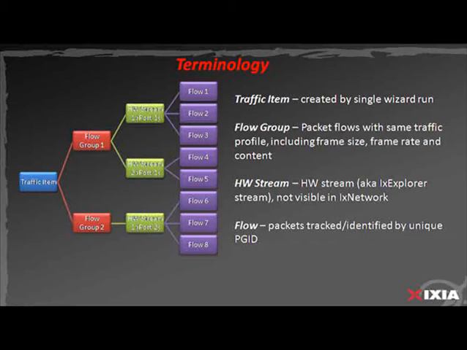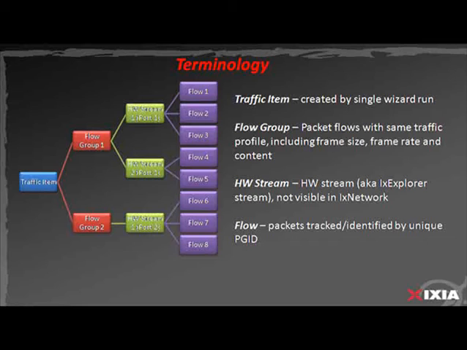One level down from the traffic items are the flow groups. Each traffic item consists of one or more flow groups. Each flow group represents packet flows with the same traffic profile, including the same frame size, frame rate, and packet content. The content based on which flow groups are packed or set up together is user defined. We will cover this in more detail in further chapters where we discuss flow group setup.